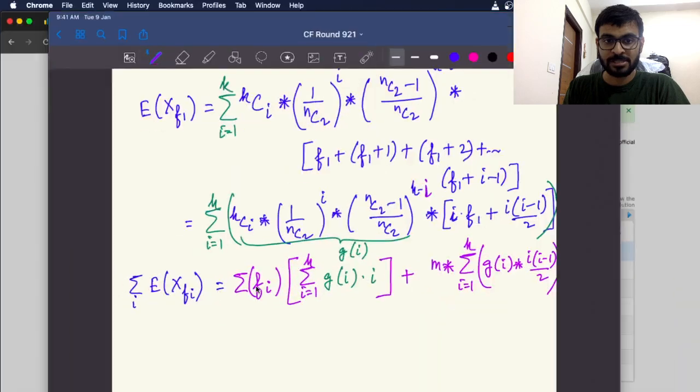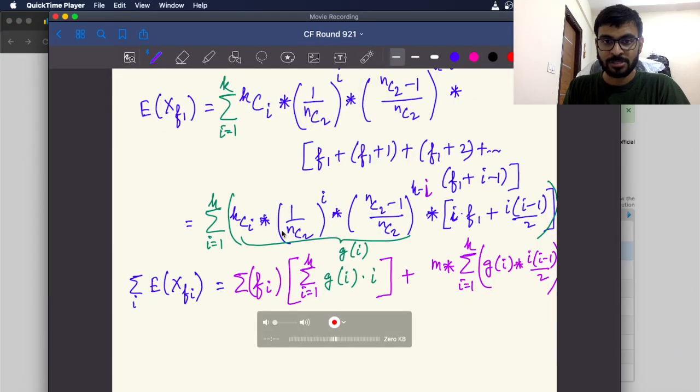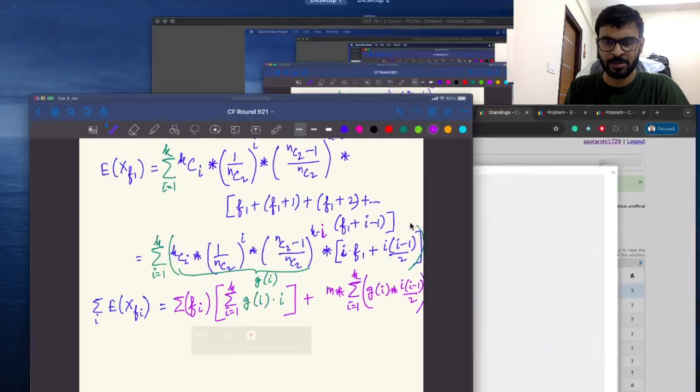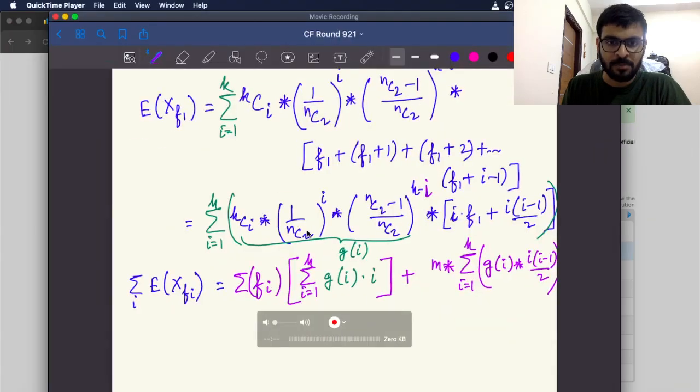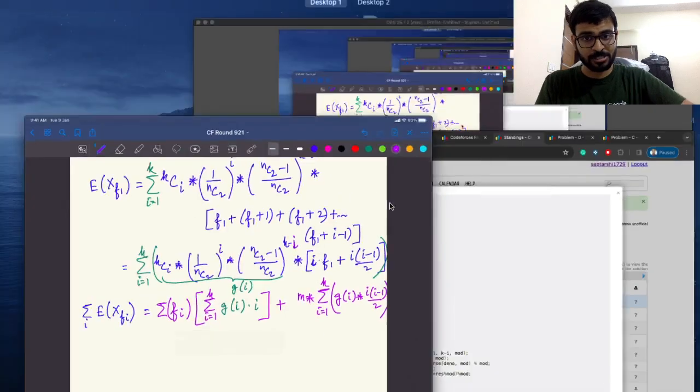So I have found out this numerator. I have found out this denominator NC2 to the power I. This denominator also I have got, NC2 to the power k minus I. Let me see. Denominator is this NC2 to the power k. I have found k over here. This is because multiplying these two denominators gives me NC2 to the power k. So NC2 to the power I into NC2 to the power k minus I gives me NC2 to the power k. KCI, I have got the denominator. I have got this numerator.